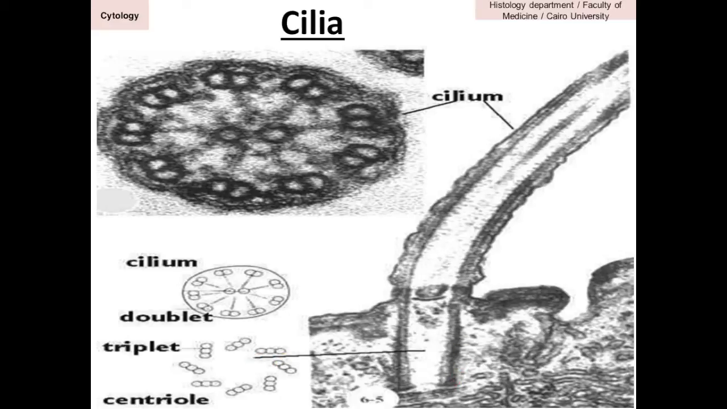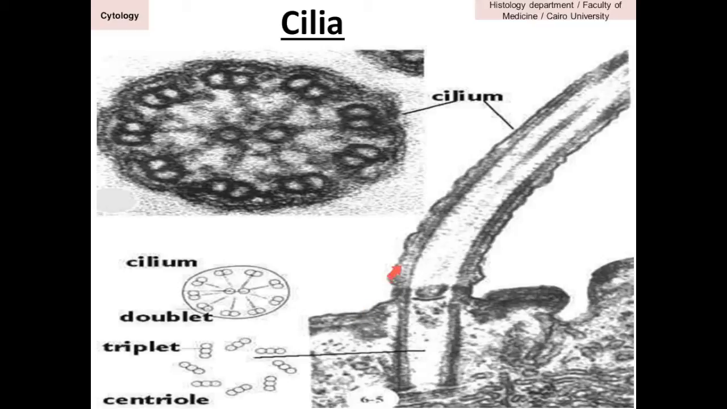The A and B will grow upwards in each triplet to form 9 doublets, and 2 singlets in the center will form these 2 singlets. Why they are singlets? Because they are not sharing the microtubules with each other. They are separate from each other. Here we have 2 singlets and 9 doublets. So we have 9 by 2, 18, and then 19, 20. So we have 20 microtubules.